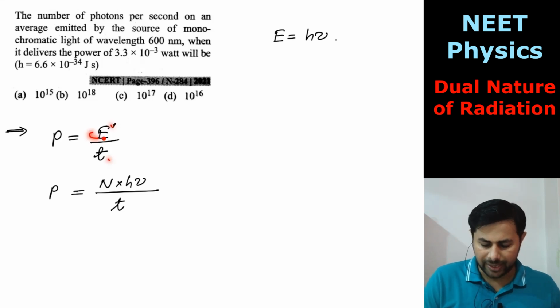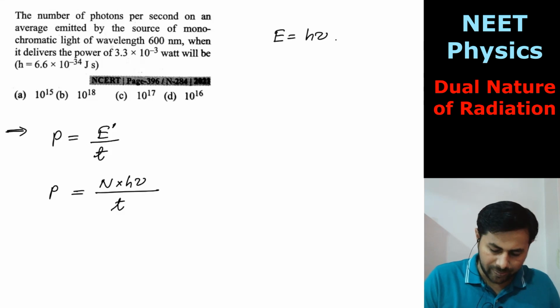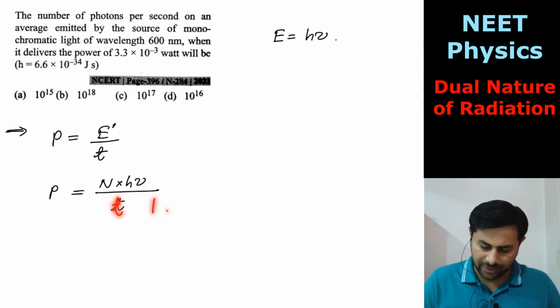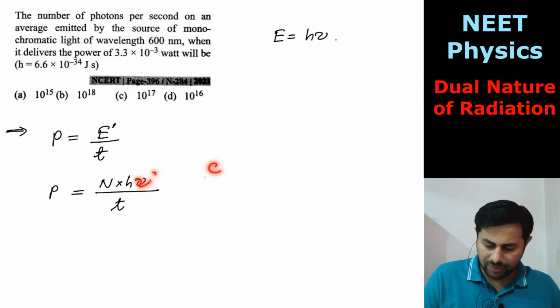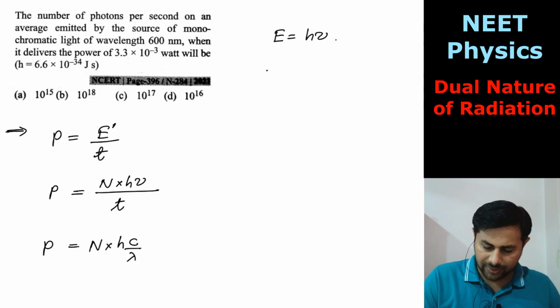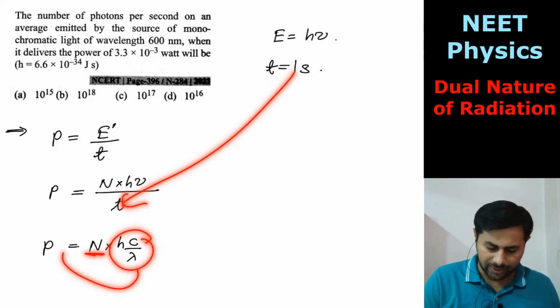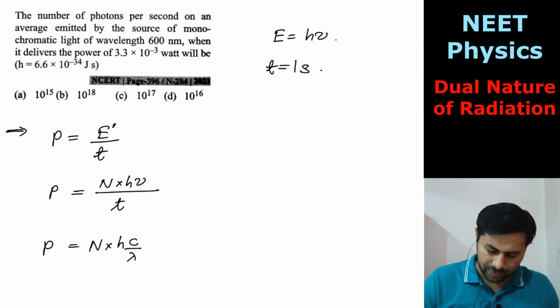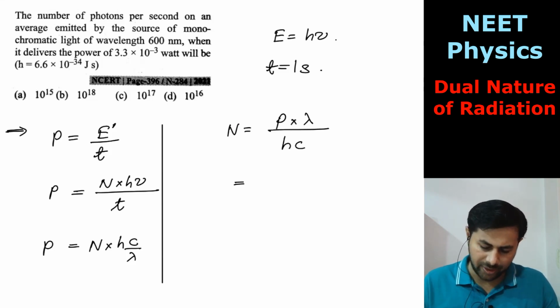Power is energy by time. So the energy of n photons is n times h nu divided by time t. Here t is just 1 second, because power is given as energy emitted per second. And then the wavelength is given, so we need to convert nu to c by lambda. So we have n times h c by lambda is equal to P, and take t equal to 1 second. We want n, so move everything else to the other side. Therefore n equals P times lambda divided by hc.